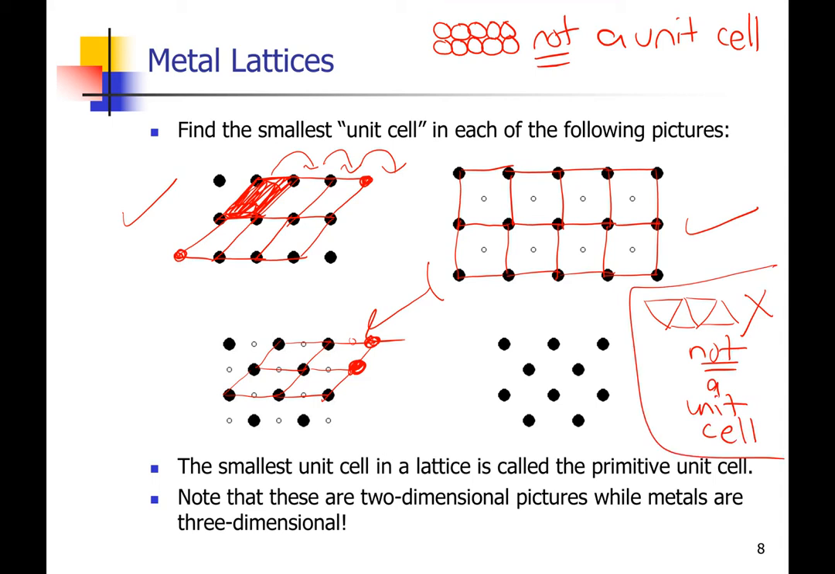And the picture on the bottom right is just the picture on the bottom left without the little white circles. So again, we could either go with a parallelogram-based set of unit cells, or we could do the diamonds, like so.